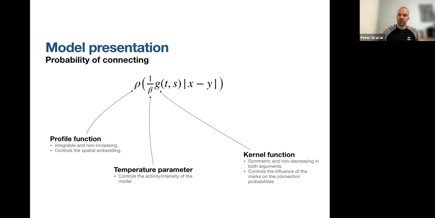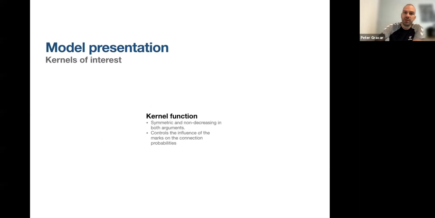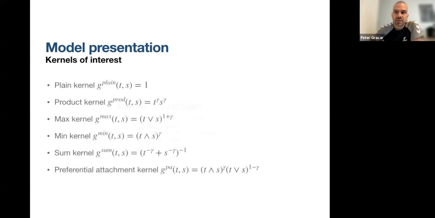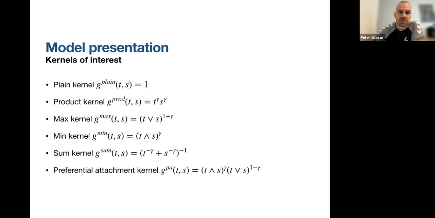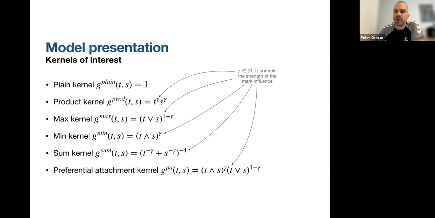Now let's have a closer look at a couple of kernel functions that we might be interested in. There's a long list of possible kernels, such as the plain kernel, which just completely omits the marks of the vertices, and the product kernel, where the powers of the vertices simply multiply. Here we have this additional parameter gamma that controls just how strong the effect of the marks is in every given kernel. We have the max and min kernels that I will not go into right now.